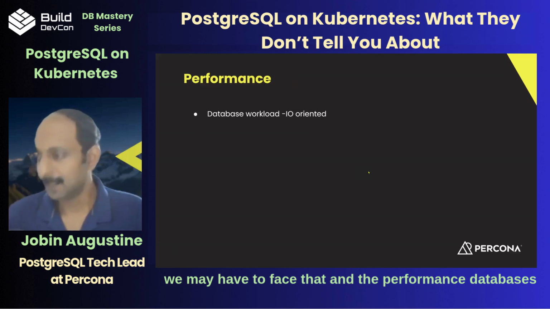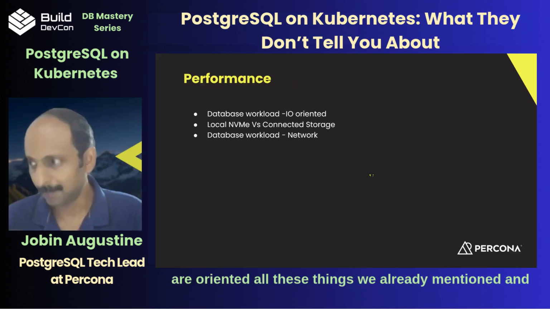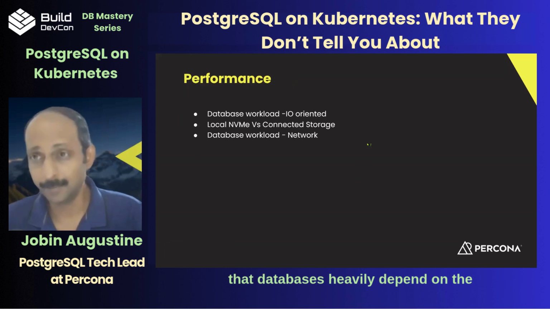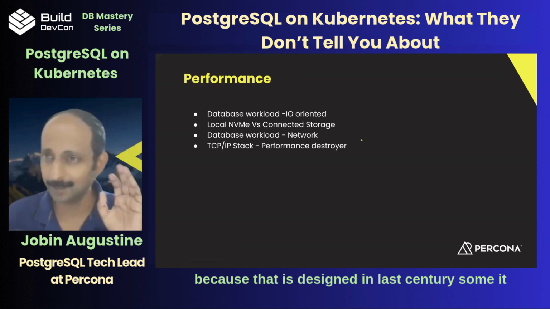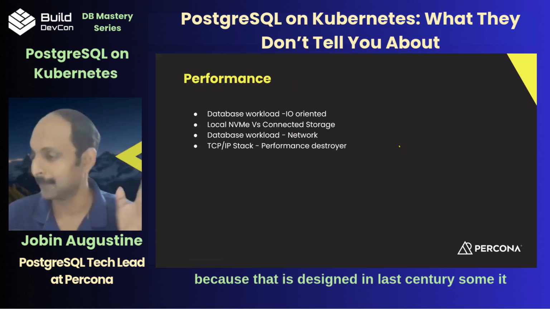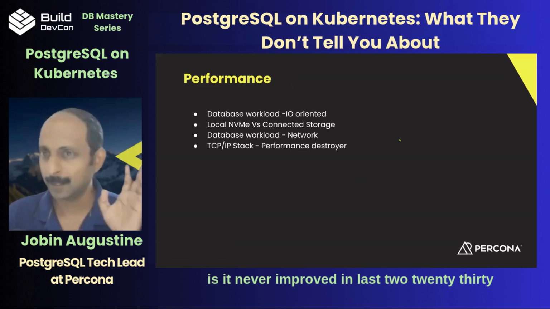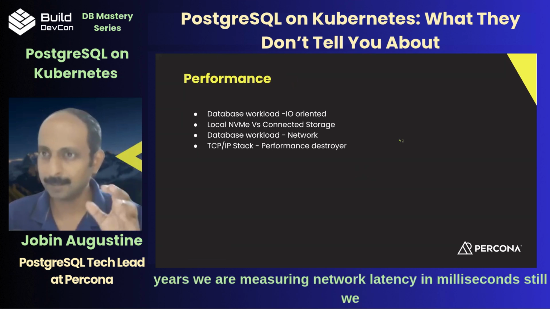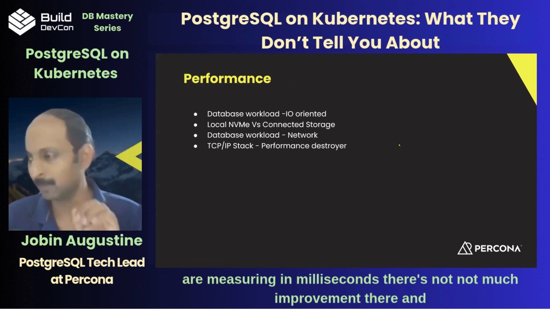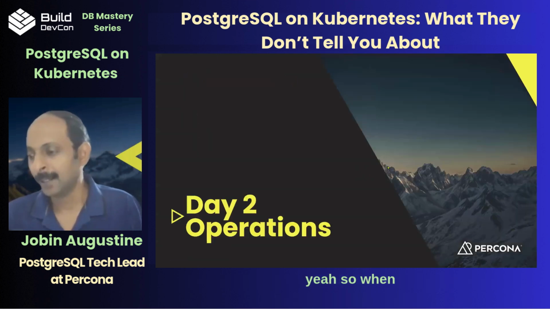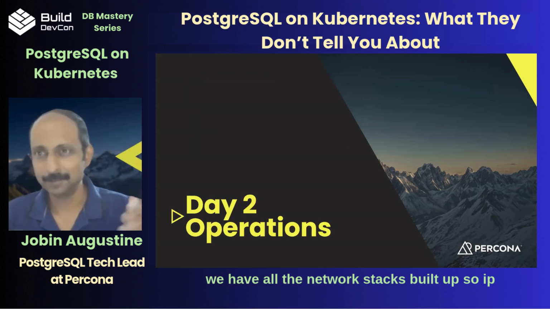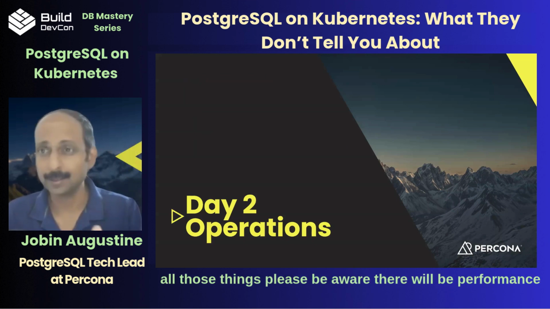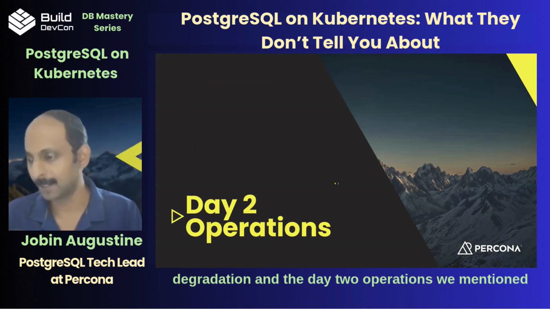And performance: database is IO oriented, as we already mentioned, and the database heavily depends on the network. The TCP stack is horrible because it was designed in the last century. It never improved. In the last 20-30 years, we are measuring network latency in milliseconds. Still we are measuring in milliseconds. There's not much improvement there. So when we have all the network stacks built up, IP, NAT, all those things, please be aware there will be performance degradation.